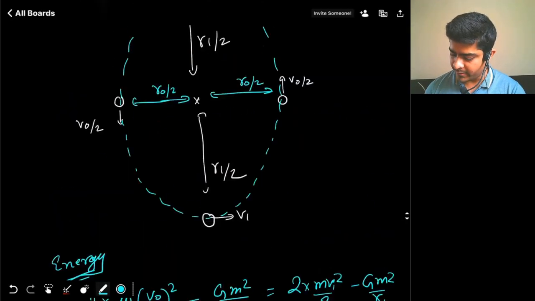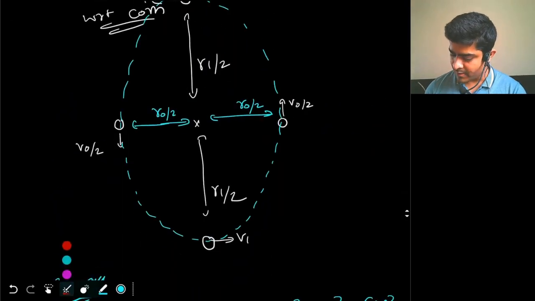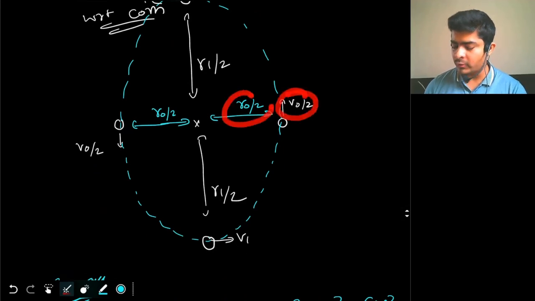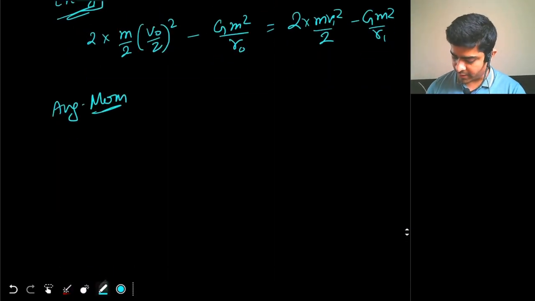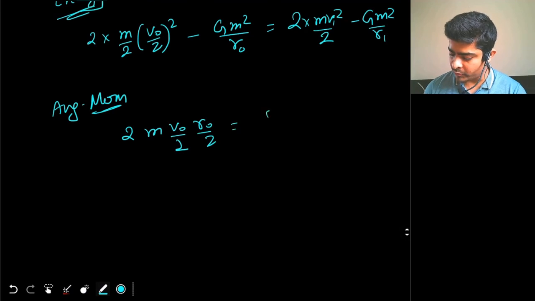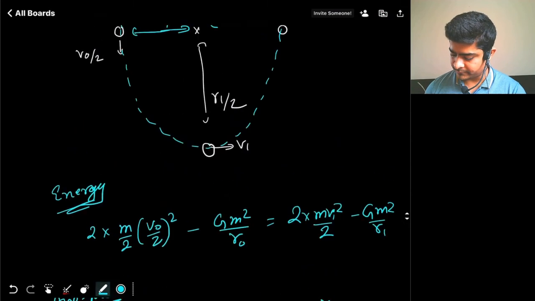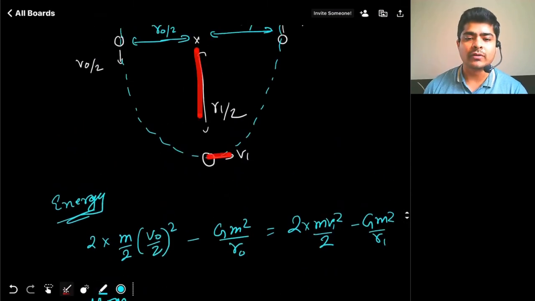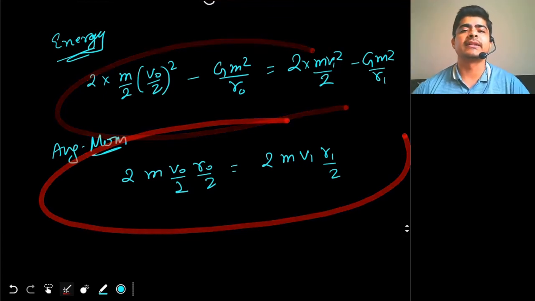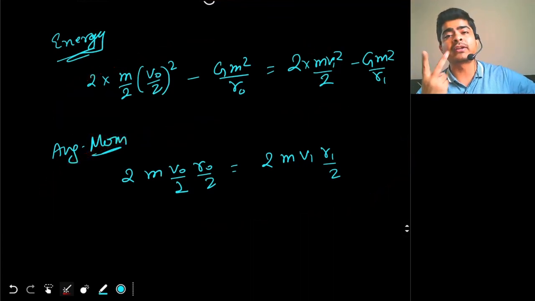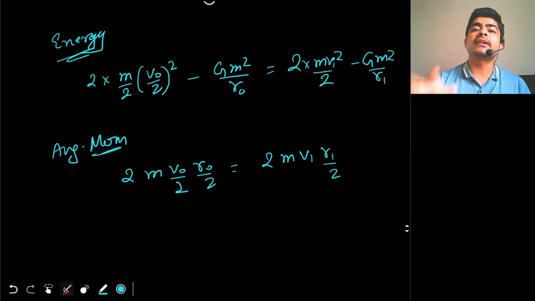Then I have the angular momentum equation. Initially it is m into v naught by 2 into r naught by 2 plus m into r naught by 2 into v naught by 2. So 2 times m v naught by 2 r naught by 2 equals 2 times m v1 and r1 by 2. Again when you solve these two equations just like the previous method, you will get two answers for r1, but since the initial condition r0 is already known, we have to take the other answer, clear?